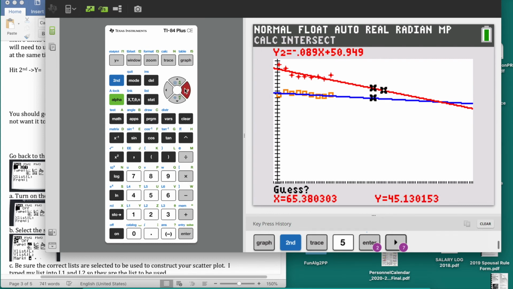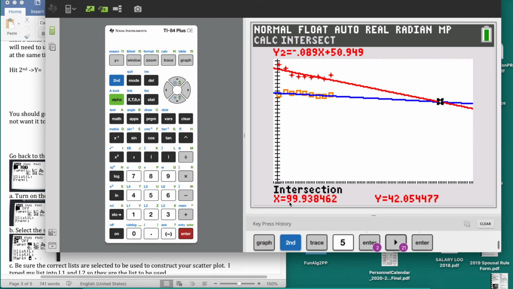And I'm going to scroll close to the point of intersection. Doesn't need to be exact. I'm going to hit enter one more time. And there the point of intersection is 99.938 and 42.054. So the X was the years since 1967. And the Y was the time. So the time is 42.054 seconds. The year, let's round that to 100 years. That means the year 2067, if these trends continue, is when the men are going to be equal time with the women.